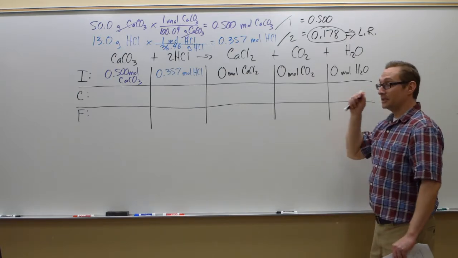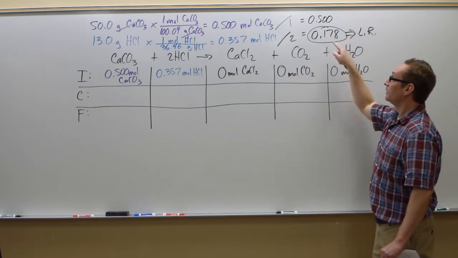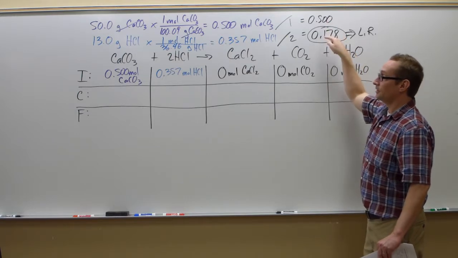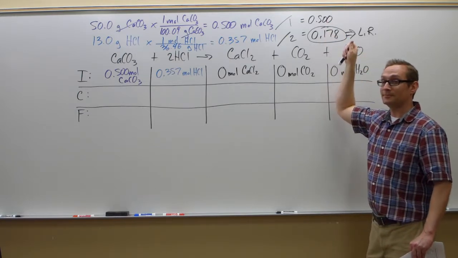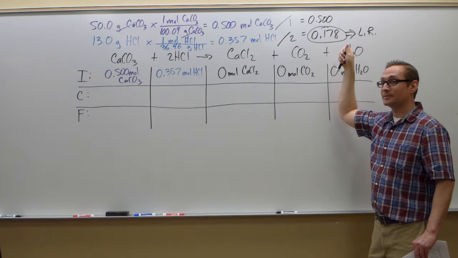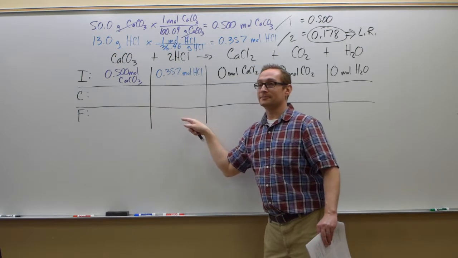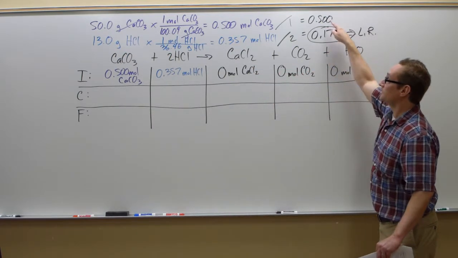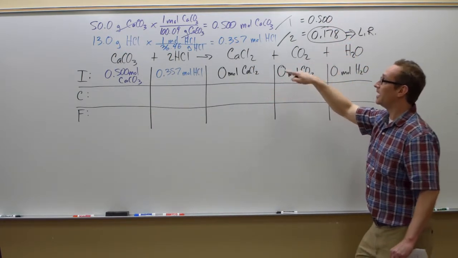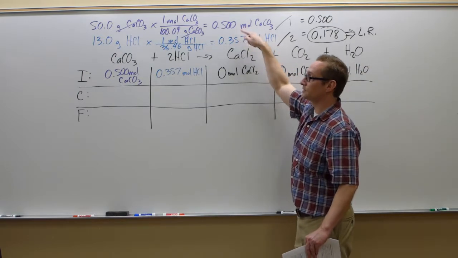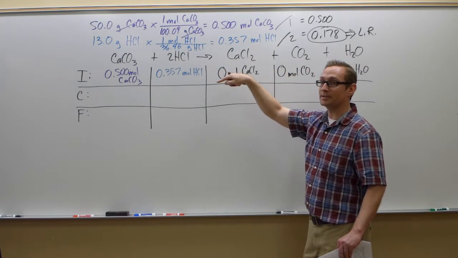I want to make this really, really clear. These numbers that you get, you don't do anything with them. You just use them to make a decision as to which one ends up going to 0 for the final amount. But I do not put these numbers into the table. I keep putting my initial moles into the table. All right, really, really important.